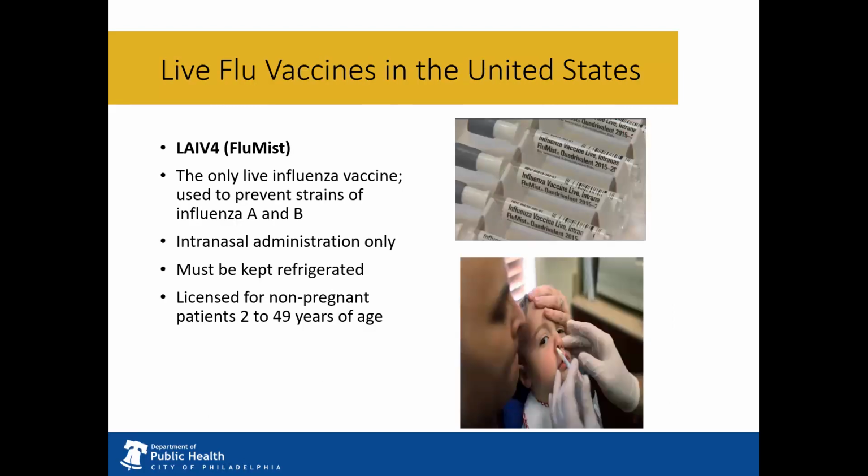So these are the live flu vaccines in the United States. We have our LAIV4 or our FluMist. It's the only live influenza vaccine, and it is used to prevent strains of influenza A and B, and it is intranasal administration only. If you look at the photo in the bottom, you can see it's being administered into the patient's nostril. This vaccine must be kept refrigerated, and it is licensed for non-pregnant patients 2 to 49 years of age.